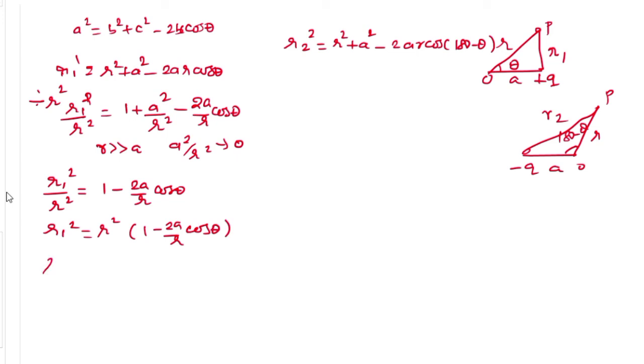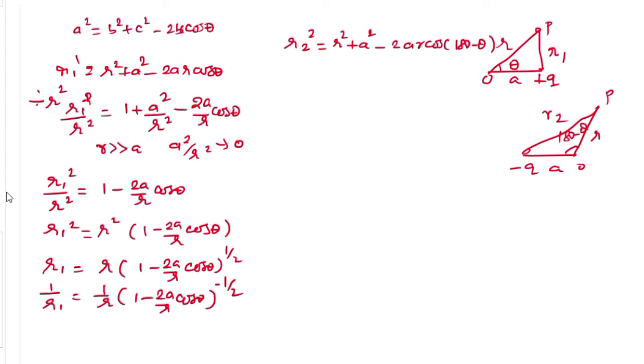Now you take square root. What you will get? r1 is equal to r into 1 minus 2a by r cos theta to the power of half. Then you take reciprocal. 1 by r1 equal to 1 by r into 1 minus 2a by r cos theta to the power of minus 1 by 2. Then use binomial theorem. What is binomial theorem? 1 plus x to the power of minus n is equal to 1 minus nx. This is approximation. So when minus comes here, it becomes plus. When 1 by 2 comes here, 2 will be cancelled. So 1 by r1 equal to 1 by r into 1 plus a by r cos theta. This is what we had in the previous derivations.